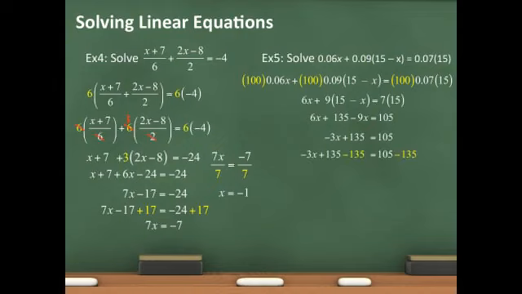Next, we want to isolate the term containing the x. We use the subtraction property to subtract 135 from both sides of the equation. This will give us negative 3x equals negative 30. Next, we divide both sides of the equation by negative 3 to isolate the x. This will give us x equals 10. Again, don't forget to check your solution.